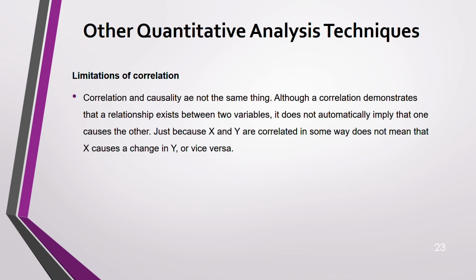Third, remember, correlation and causality are not the same thing. What is the difference? Correlation means the relationship between two variables. But it does not automatically imply that one causes the other. Maybe there could be a relationship, but it does not mean because this is happening that will happen. So X and Y are correlated in some way. It does not mean that X causes a change in Y. No.